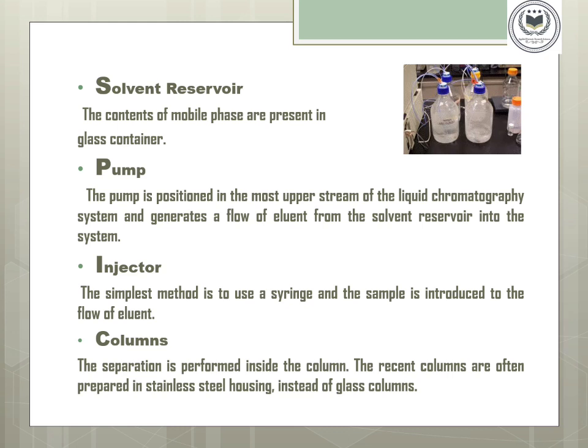First is the solvent reservoir. The contents of the mobile phase are present in a glass container. Then the pump. The pump is positioned at the most upstream point of the liquid chromatography system and generates a flow of eluent from the solvent reservoir into the system. Then the injector. The simplest method is to use a syringe, and the sample is introduced to the flow of eluent. Next is columns. The separation is performed inside the column. Recent columns are often prepared in stainless steel housing instead of glass columns.